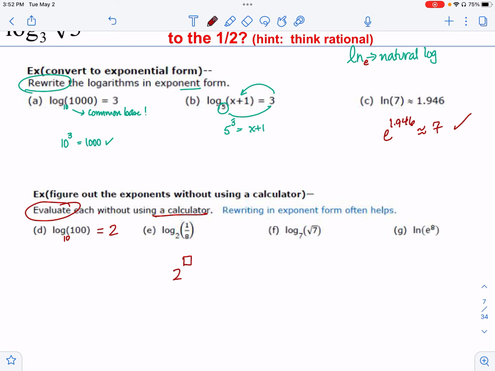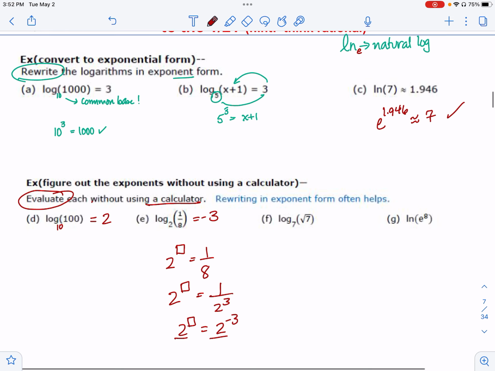This is asking 2 to what power will get me 1/8? Well, 8 can be written as 2 to the third power. And if I bring the 2 to the third power to the numerator, so I can compare apples to apples, so the bases are the same, I would have to change the power to negative, and that gives me -3. 2 raised to the power -3.